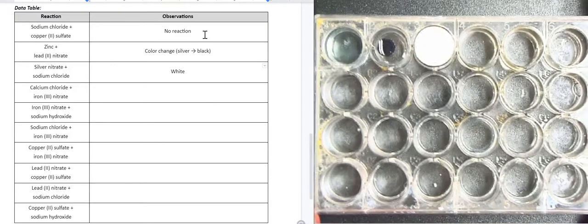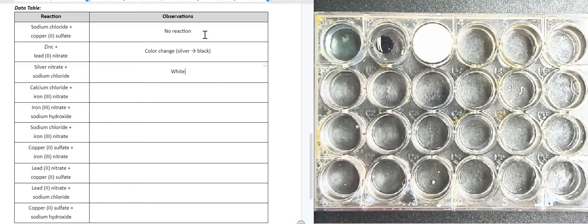Well, why did that happen? Why can't we see through it? Well, it's because a solid is forming. And remember, we call that a precipitate. So a white precipitate formed.